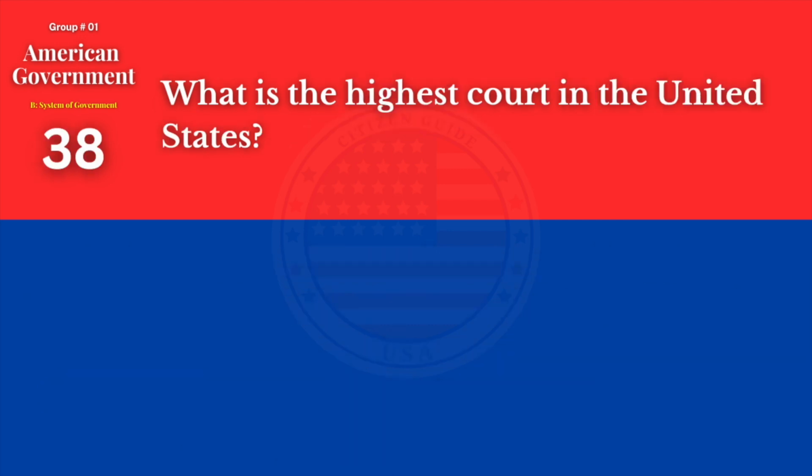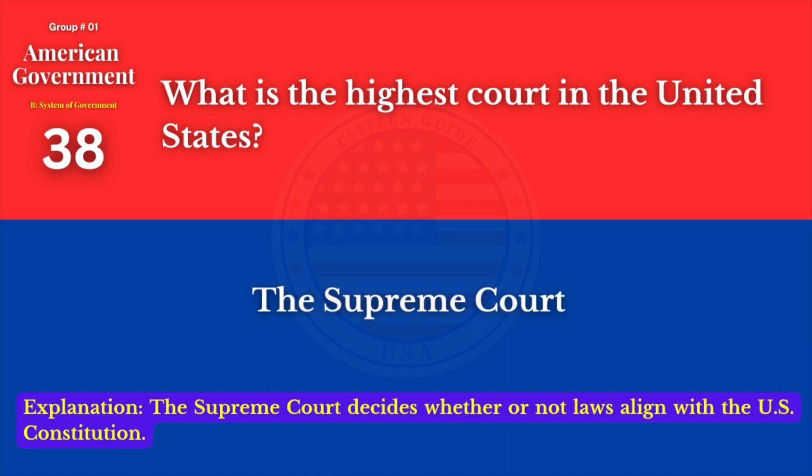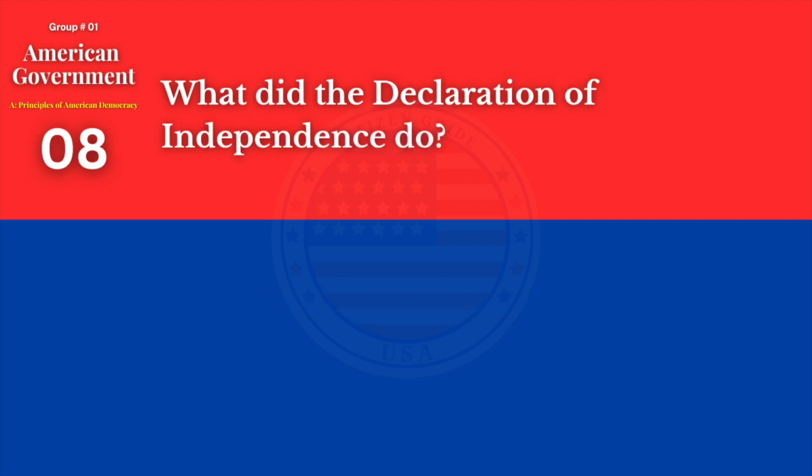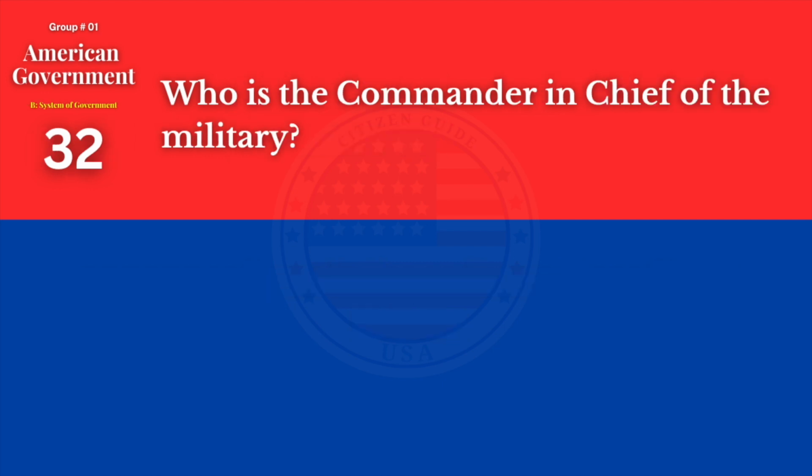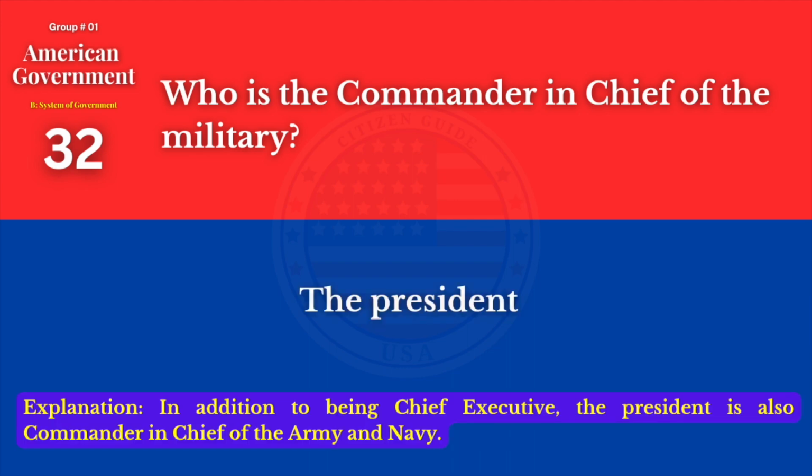What is the highest court in the United States? The Supreme Court. What did the Declaration of Independence do? Announced our independence from Great Britain. Who is the Commander-in-Chief of the military? The President.